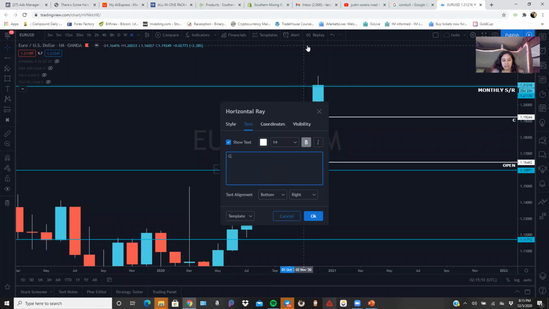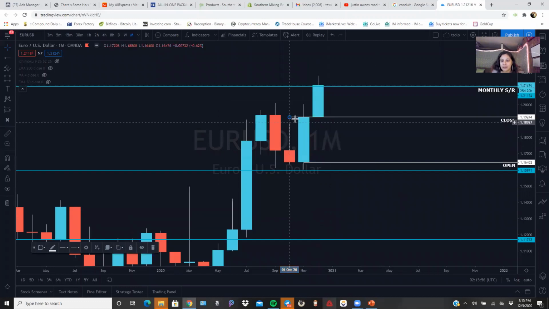So what does this mean? This means that price opened at 1.16462 on November 1st, and it closed on November 30th at 1.19244. Y'all understand that?